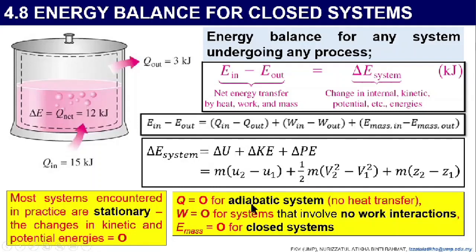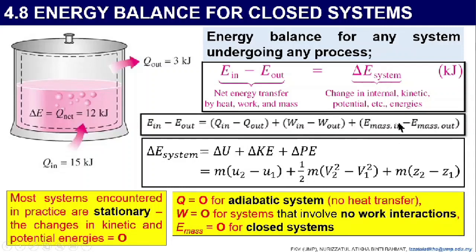Q equal to 0 for an adiabatic system, because no heat transfer happens, so you can just put it here as 0. W equal to 0 for a system that involves no work interaction. E mass equal to 0 for a closed system, because no mass transfer happens in a closed system. So it depends on the question, actually, guys. If the question states that it is an adiabatic system, then Q here will become 0. You just have to add work and also energy by mass.